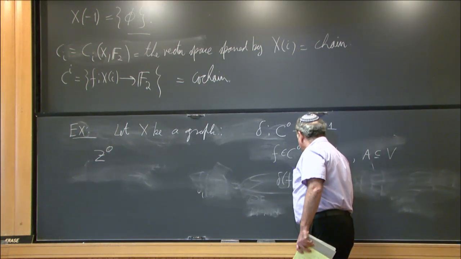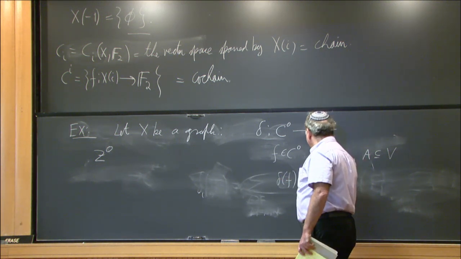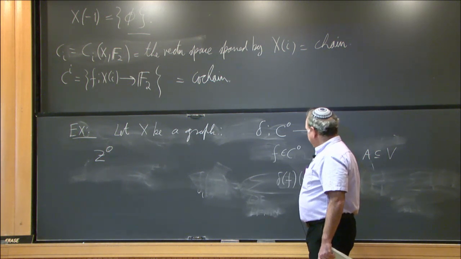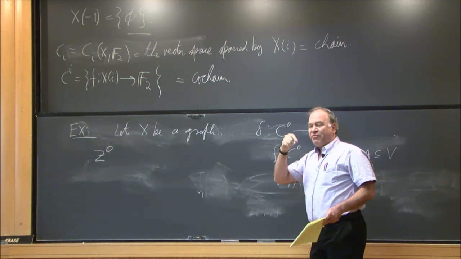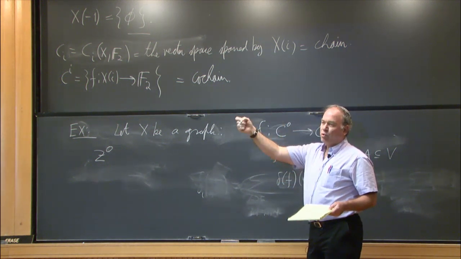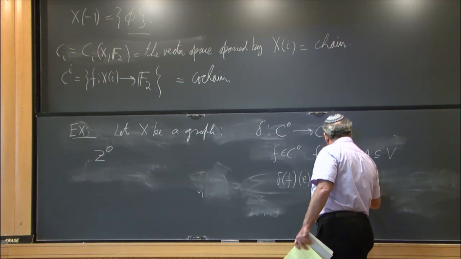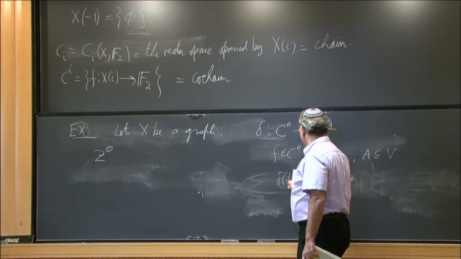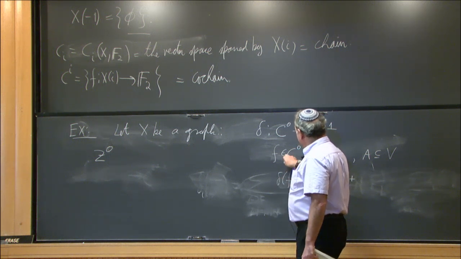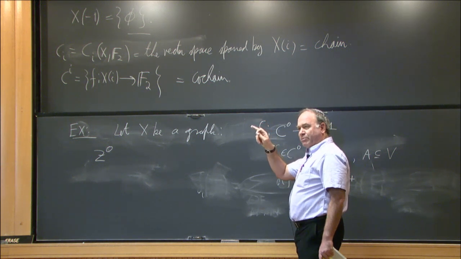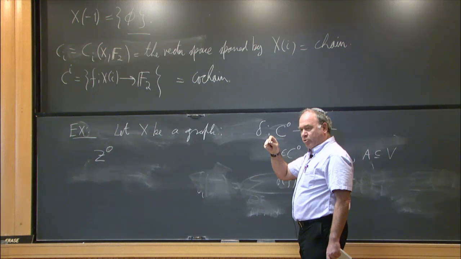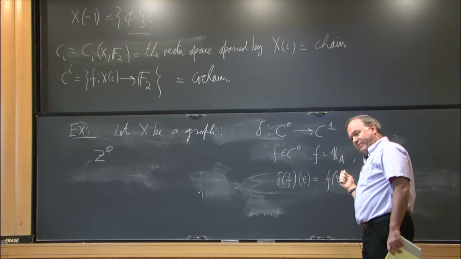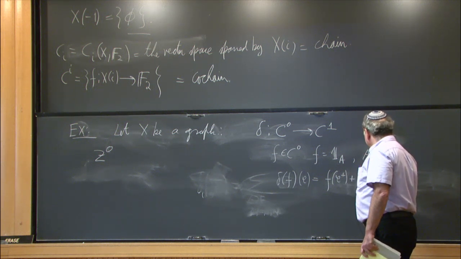So what is delta of F? Delta of F of an edge E, how do we compute it? We have to take the walls of E. E is something of dimension one. The walls of E are its two endpoints. The co-boundary delta of F, with F in C0, will be a function on edges. I compute it on an edge by using F on the vertices. So this is F of E plus F of E minus.